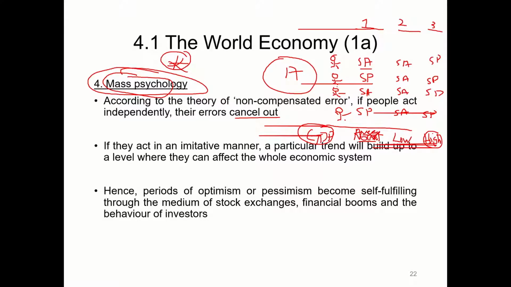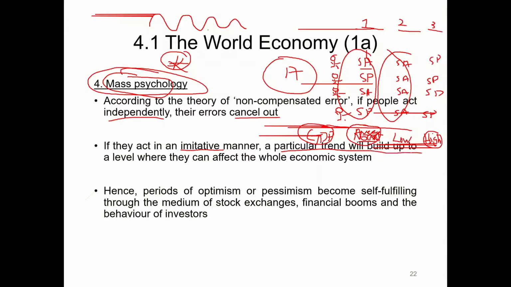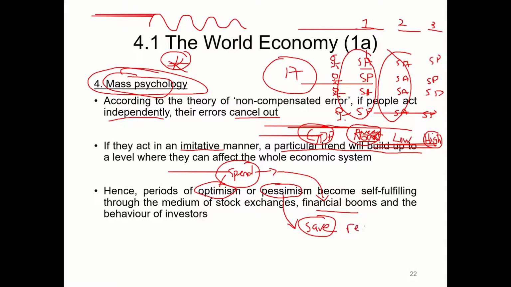Okay, so if everyone exhibits their spending behavior independently, then we will not have this kind of cyclical behavior. The problem happens when everyone imitates each other's decision, then a particular trend will build up to a level where they will affect the whole economic system. So hence, if everyone is optimistic about the economy, everyone spends. And if everyone spends, then it will result in a financial boom. But if everyone is pessimistic about the economy, then everyone saves. If everyone saves, then we'll meet a recession.